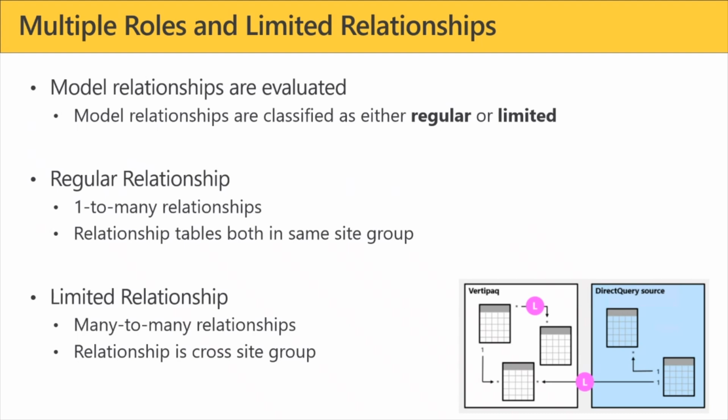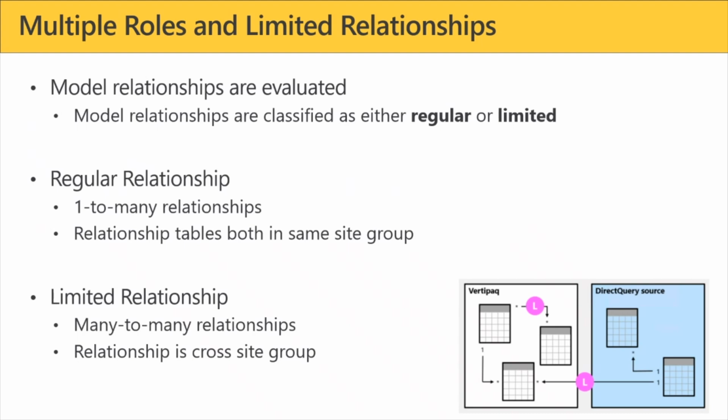So in general, try to avoid many-to-many relationships and try to avoid relationships that go across site groups. So one problem is that with many-to-many, it could be really slow. A second problem is with many-to-many, you might not get the results that you're expecting. Once again, things are indeterminate with some many-to-many relationships.